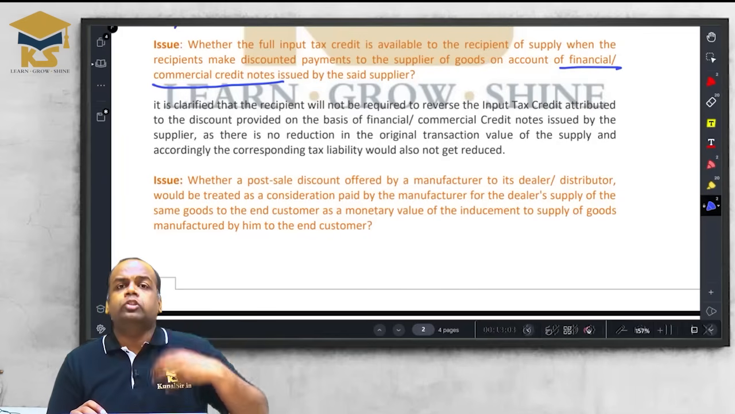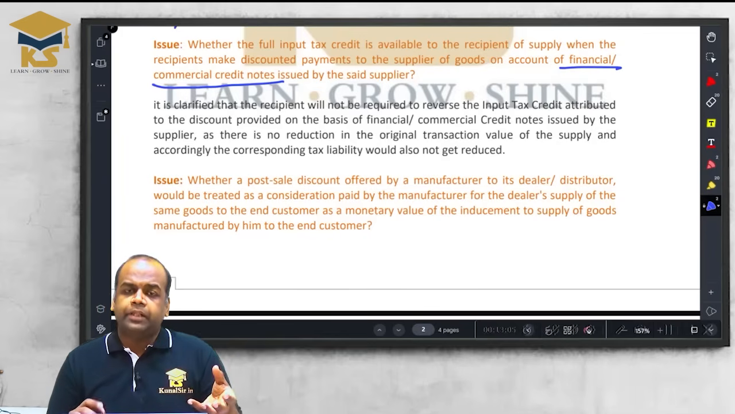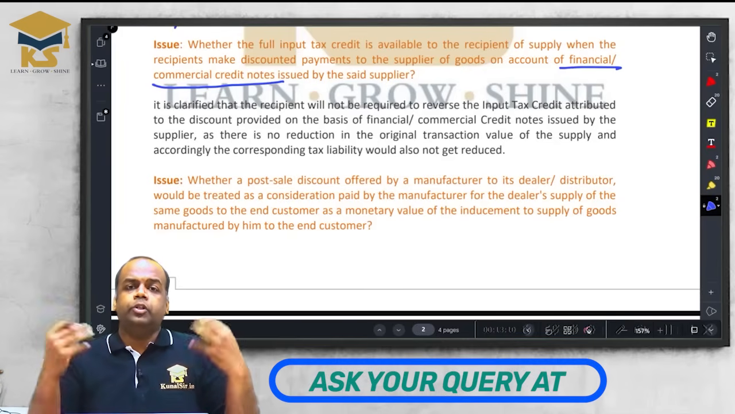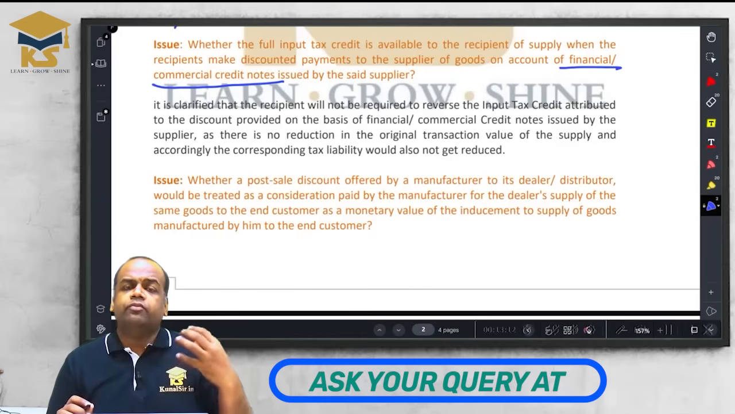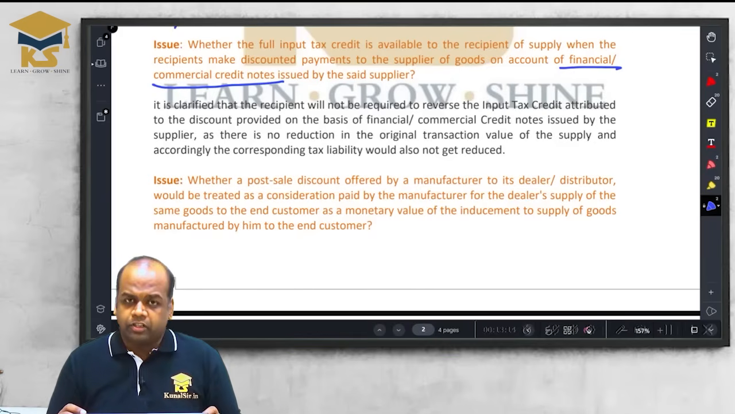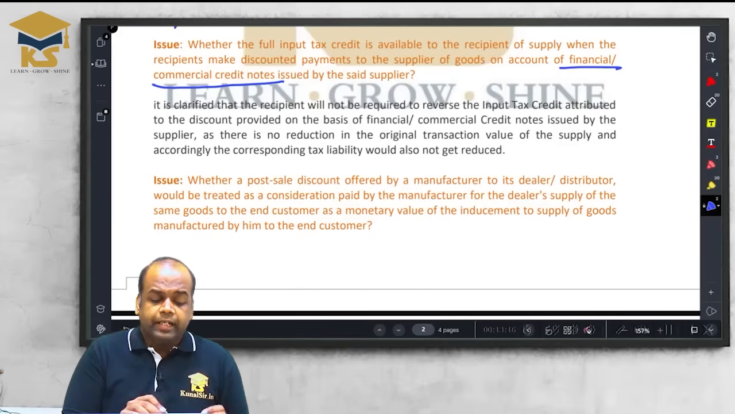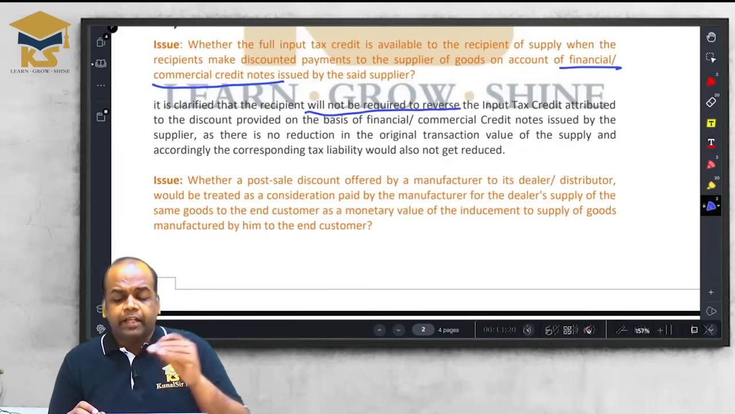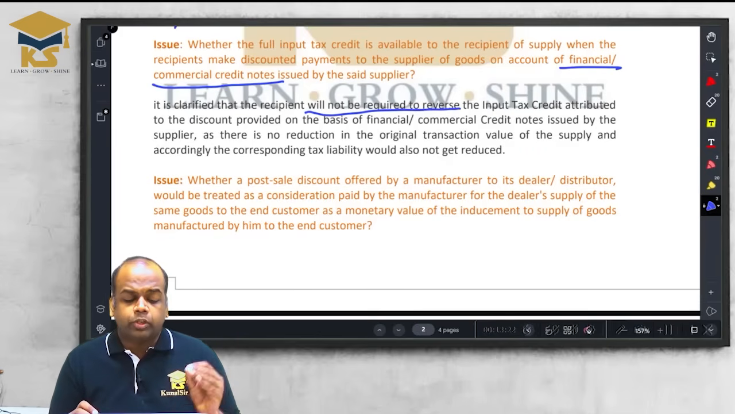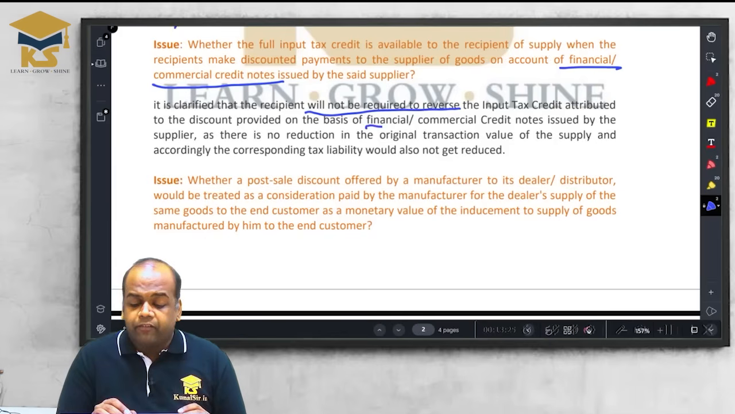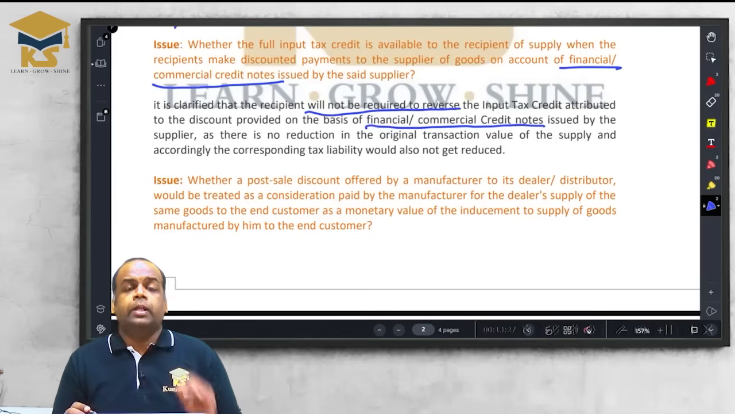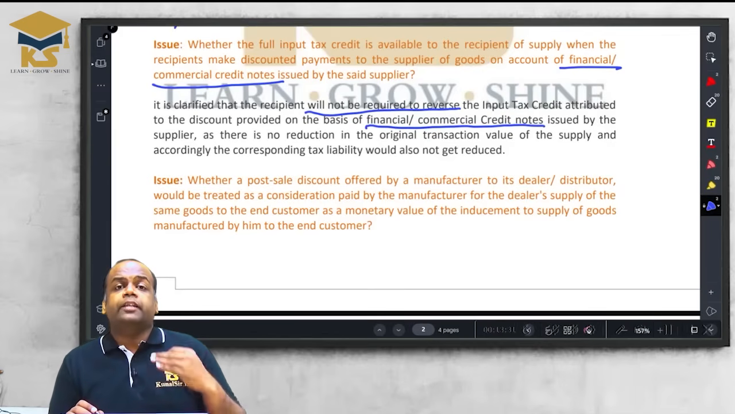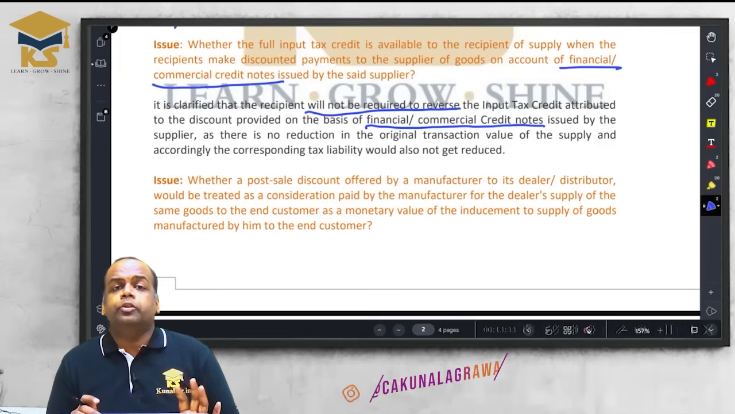If the supplier is not reducing its output tax liability, the recipient is not required to reduce its input tax credit. Such kinds of credit notes are called commercial credit notes. So it is clarified that the recipient will not be required to reverse the input tax credit attributed to the discount provided on the basis of financial and commercial credit notes. Remember friends, in case of financial and commercial credit notes, the supplier is not reducing its output tax liability.